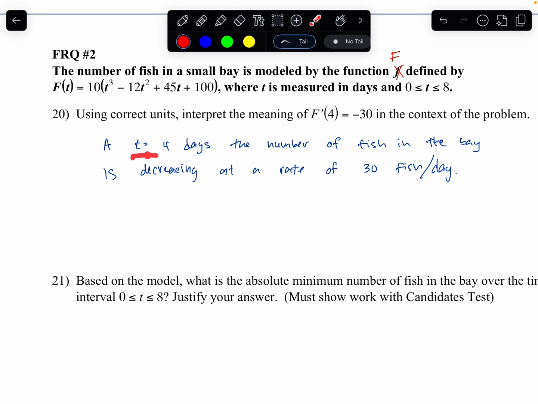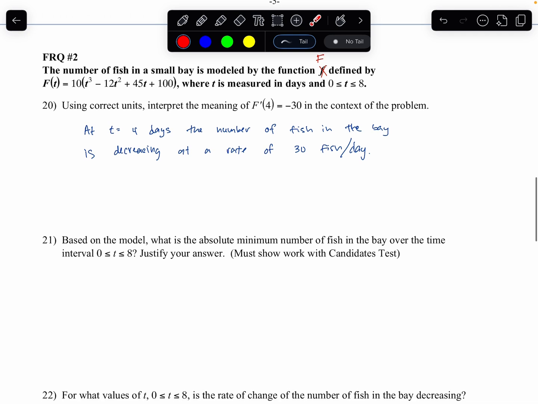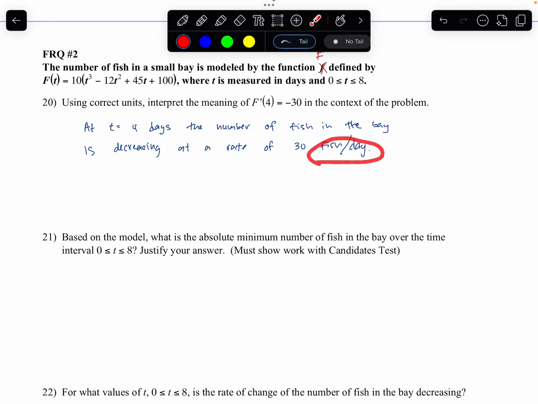So I got a time. I also specify the function. So what is the function? The function is the number of fish. And I'm saying that it is decreasing at a rate of 30. You can also say that it's changing at a rate of negative 30 fish per day or something like that. But I think this is a good way to interpret that. And I have the correct context, correct units, right?